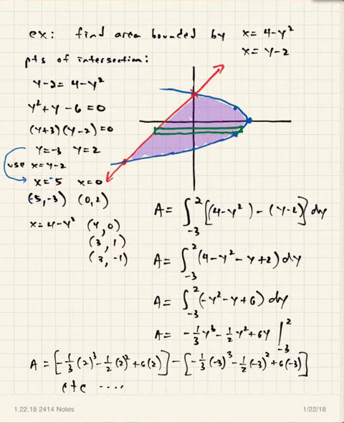All right. So I want to leave that problem behind, definitely. And so now we're going to go on and look at one last area problem.